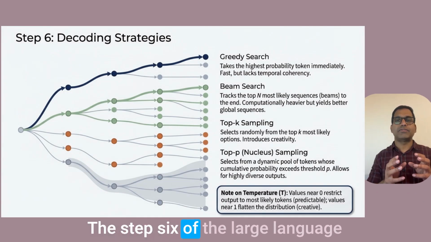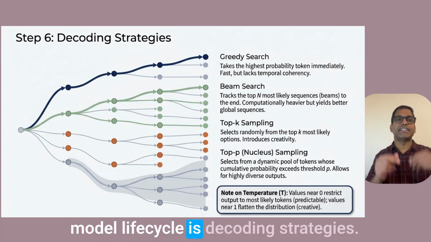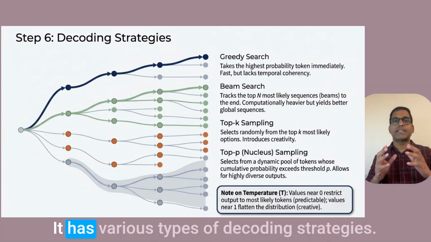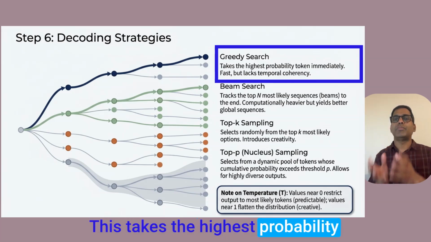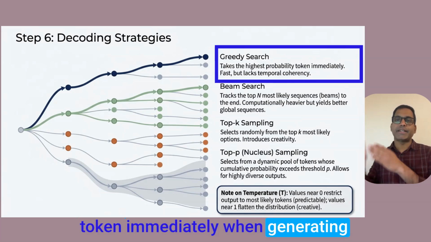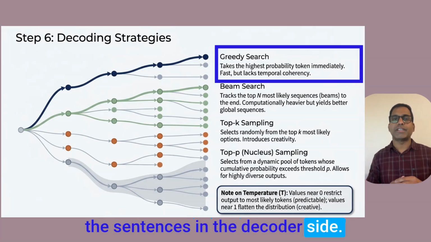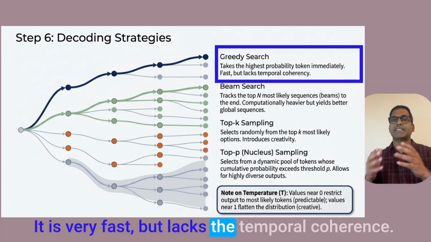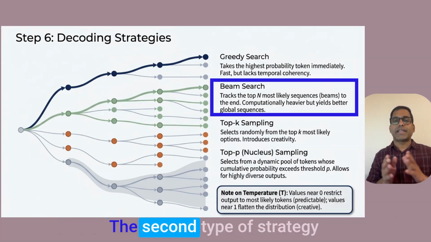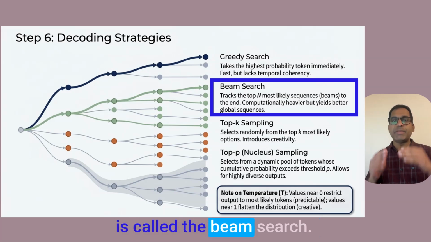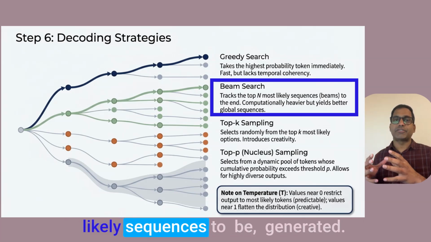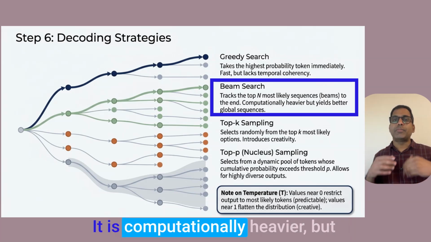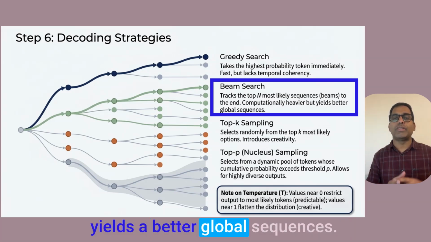Step 6 of the large language model life cycle is decoding strategies. It has various types of decoding strategies. Starts with greedy search. This takes the highest probability token immediately when generating the sentences on the decoder side. It is very fast but lacks temporal coherence. The second type of strategy is called beam search. The beam search tracks the top n most likely sequences to be generated. It is computationally heavier but yields better global sequences.